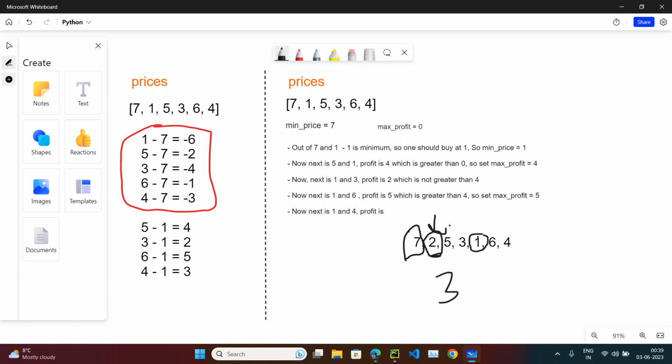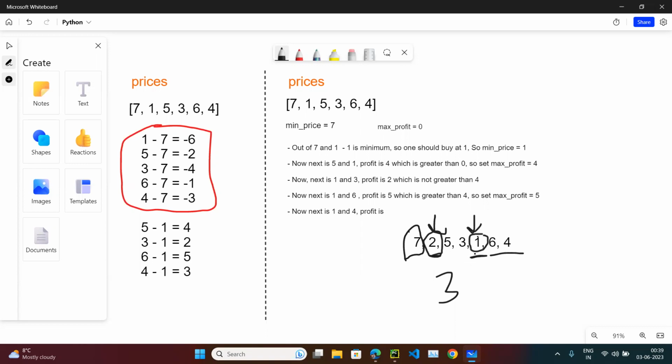Then I am not going to check 2 with 6 or with 4, because even if I check 2 with 6, 6 minus 2 is equal to 4. But 6 minus 1 is 5, because it doesn't matter how many bigger elements come after 2. If after 2 there is one smaller element, then subtraction will be more with this element.